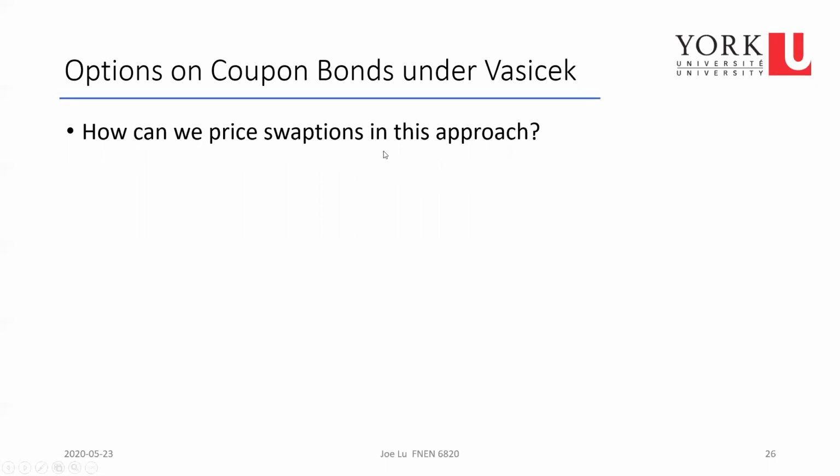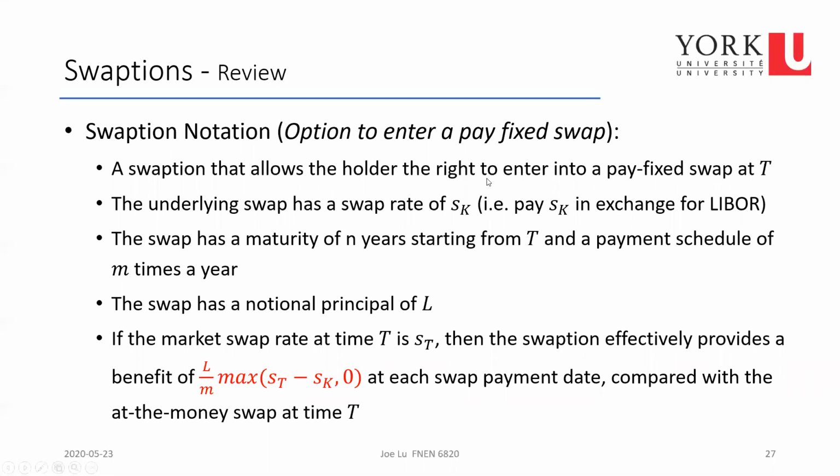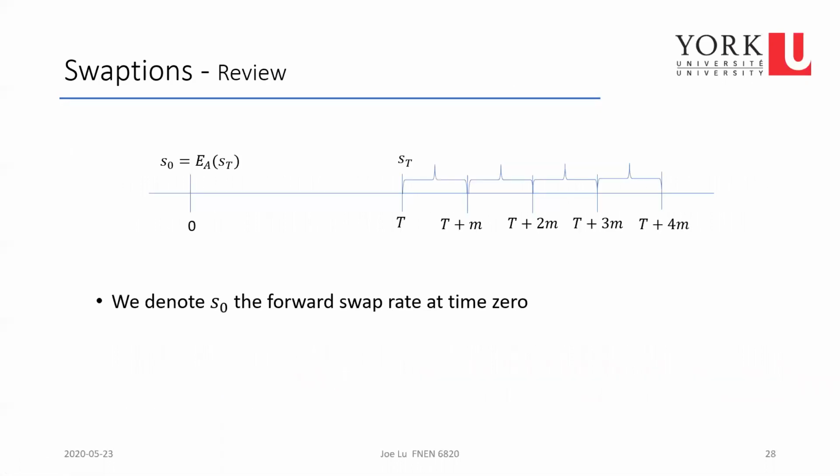Recall that a swaption, in this case say for example an option on a pay fixed swap, is something that allows you to enter into a swap, which will have a payoff structure like this. Just some review, take a look at the slides related to swaptions. Basically, you have a swaption here with an underlying swap that will start here.